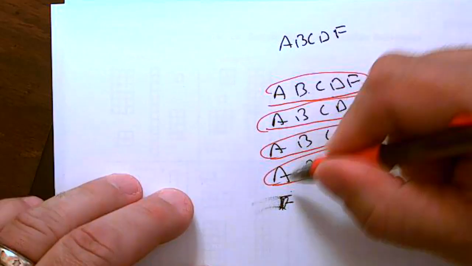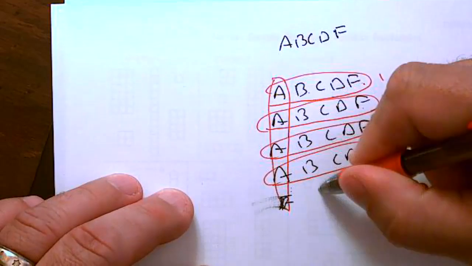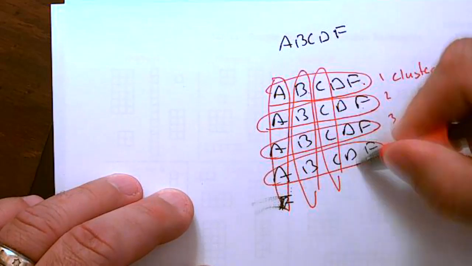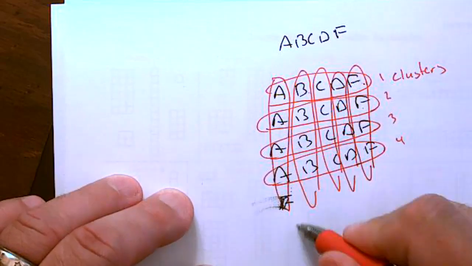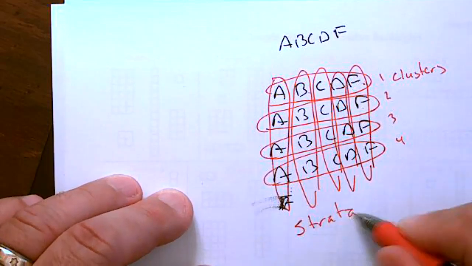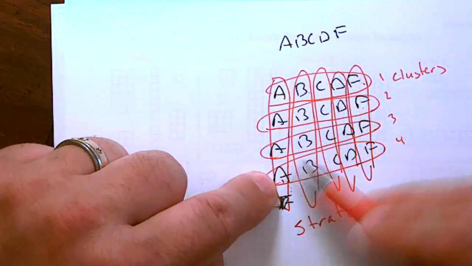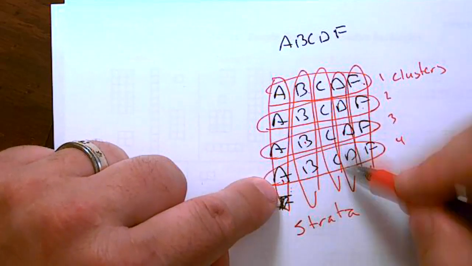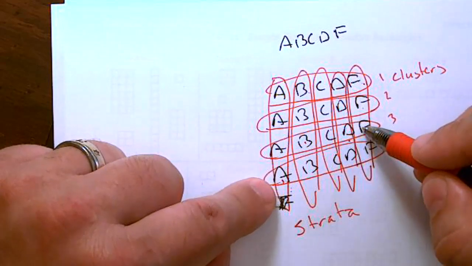If I did a stratified sample, I'd be circling this way. And notice I have all my A students, all my B students, all my C students, all my D students, and all my F students. These would be strata. I would randomly select from A, that would give me an A. I'd randomly select from B, that would give me a B. I randomly select from C, that would give me a C. I randomly select from D, and that would give me a D, and I randomly select from F.